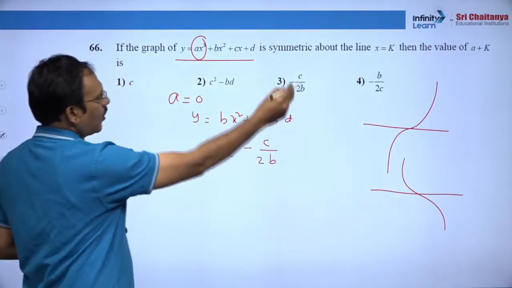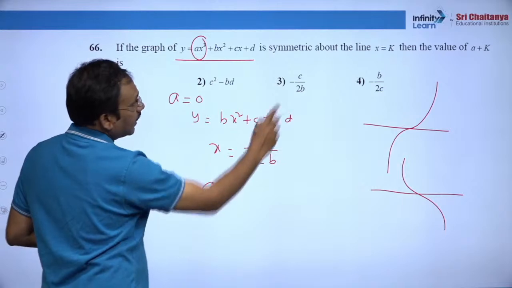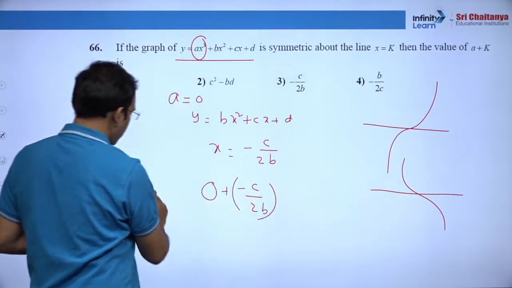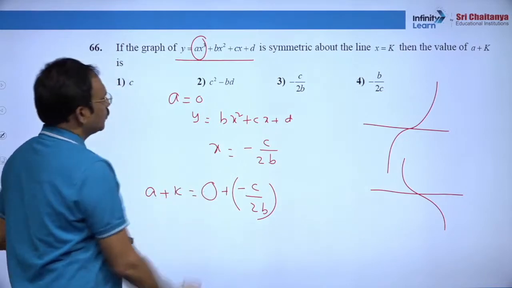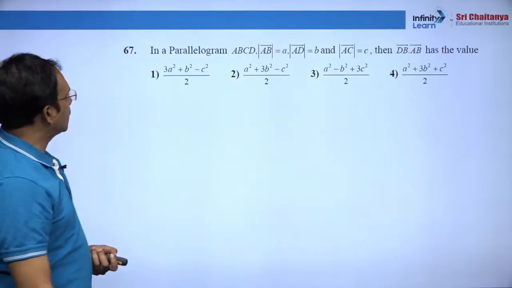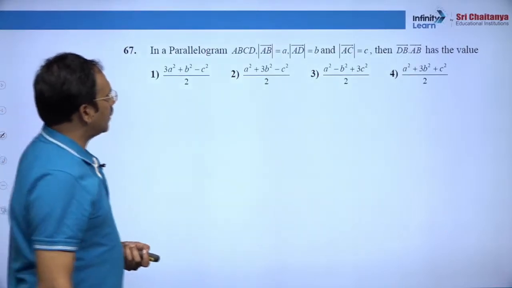So according to the problem, a is 0, x is equal to k. K is nothing but minus c by 2b. This is going to be a plus k, my dear friends. So the answer is minus c by 2b. That's it. Next, you see, it's a parallelogram.